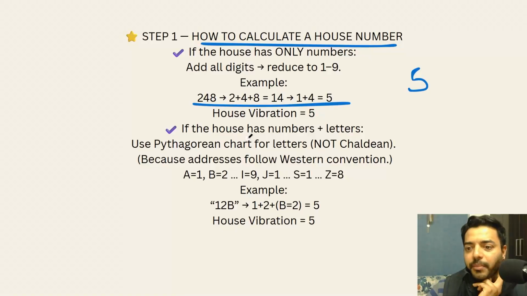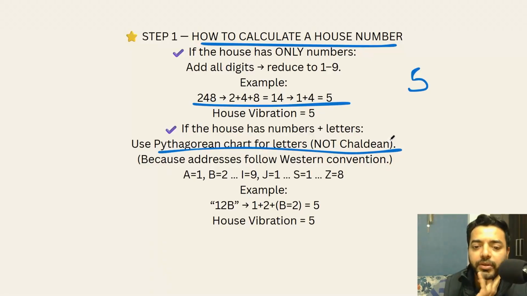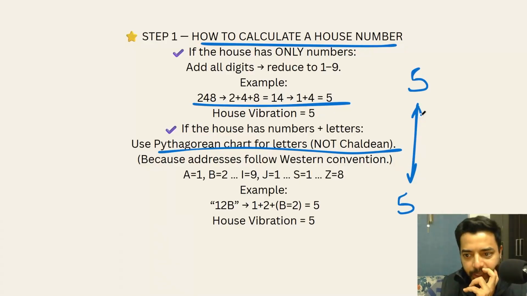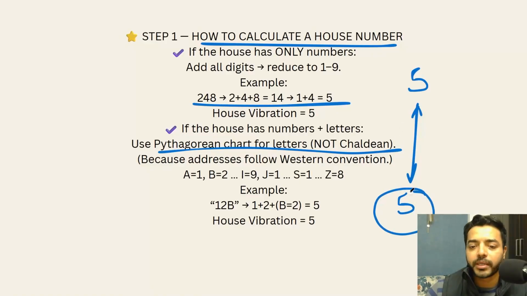If the house has numbers or letters, use Pythagorean chart. Do not use Chaldean chart here, use Pythagorean chart. And let's say it is B248 or let's say 12B. So it is 2 plus 1 is 3, 3 plus 2 is 5. So the number is 5. And 5 is obviously compatible with 5 because both are fire, right? And 5 is also Mercury.